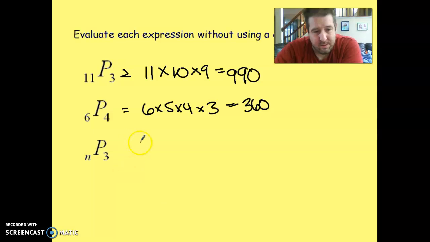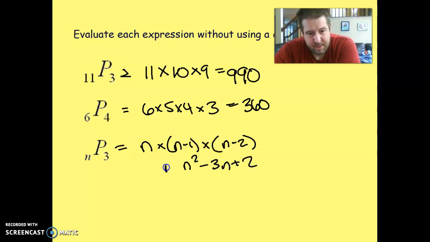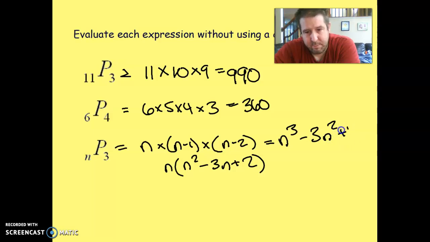All right, so the next one's going to be a little bit trickier. It's going to be n on the first one, and then it's going to be multiplied by n minus 1, and then multiplied by n minus 2. Now, if I multiply these in any order I want, I'm going to do this times this, and that's going to give me n squared minus 3n plus 2. And then multiply that by the n on the outside, and therefore it gives me an answer of n cubed minus 3n squared plus 2n. There's your answer for this one.